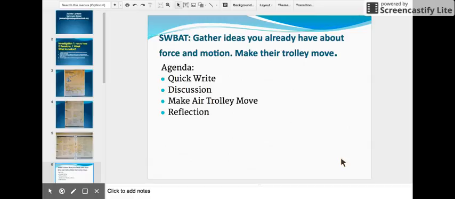Now, this is what the students would see when they came into my classroom for this first day. So their learning goal is that students will be able to gather ideas of what they already know about force and motion, and then they need to make their trolley move. That is their goal for the day. And then I'll show them what their agenda is, and we'll talk through it.